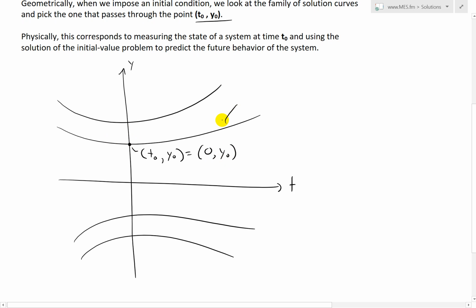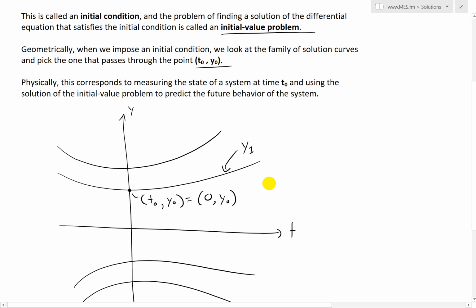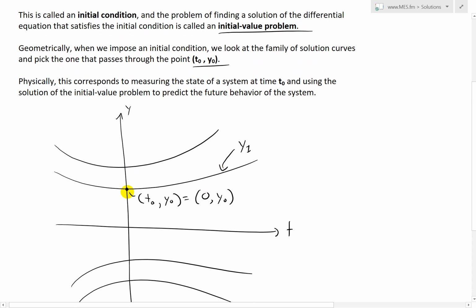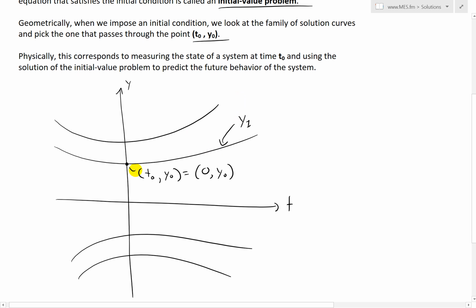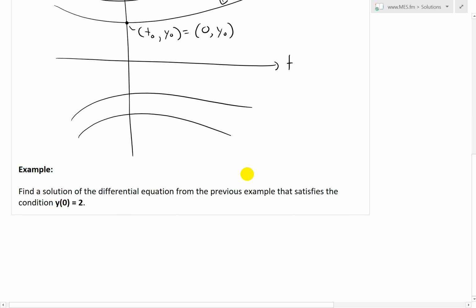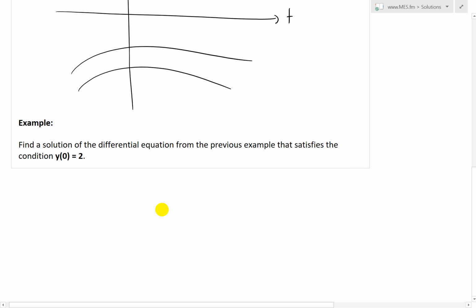This is the solution that we are looking for, and we'll call this yi. These others could be y2, y3, different solutions to that differential equation, but the only one we're interested in is this one. Physically, everything else in the future, if you're looking at time, is a prediction based on your initial value problem and that differential equation.